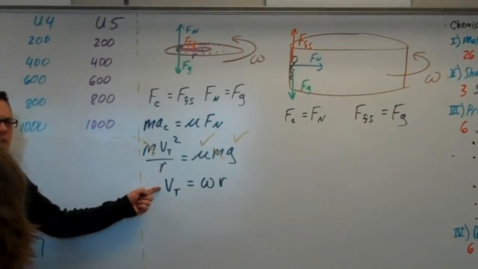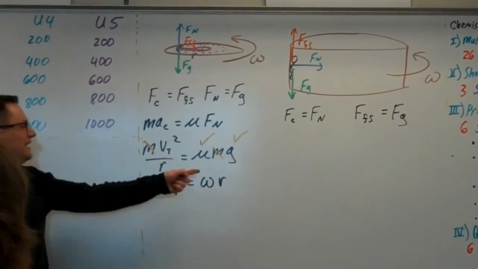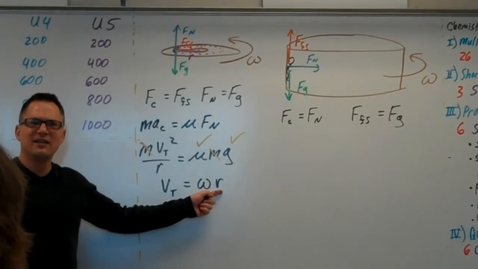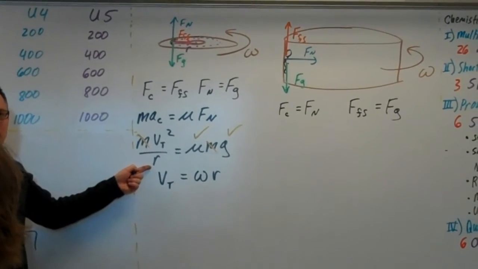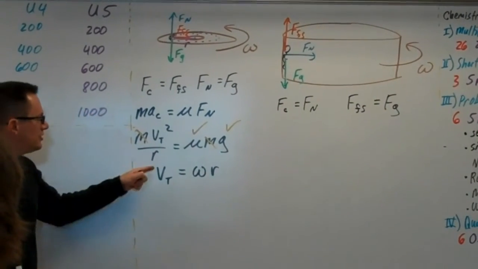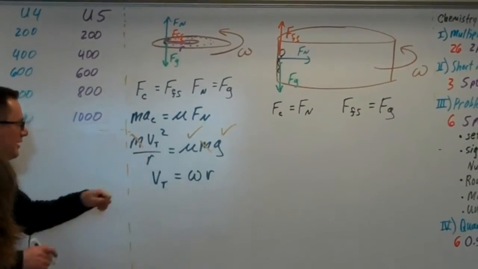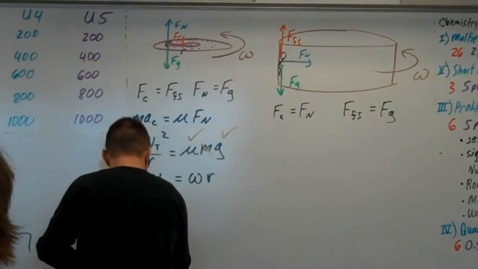Well, that's a problem. To get this other piece I need the thing that I'm trying to find. So how can I get what I need when what I need is what I'm trying to find ultimately? Don't panic in that situation. Substitute omega times r in for tangential velocity.